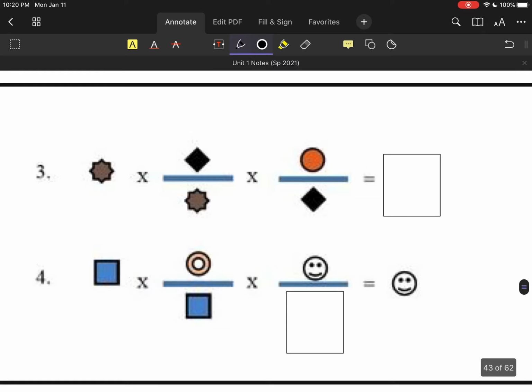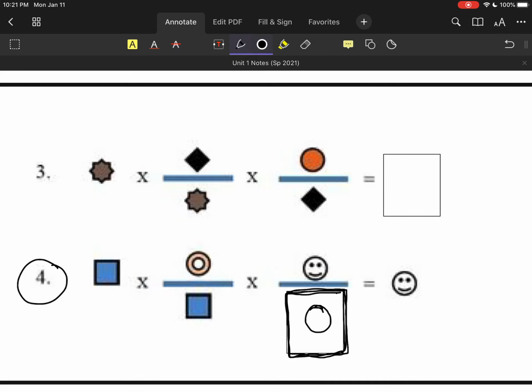Number 3 is similar to what we've been doing, so let's look at number 4. Okay, I want you to think about what's going to go in this box right here. All right, so hopefully you said a donut. Because if I have a blue square and a blue square, those are going to cancel. I know I'm left with a smiley face, so that means I need to somehow cancel out this donut. And I can do that by drawing a donut down on the bottom.